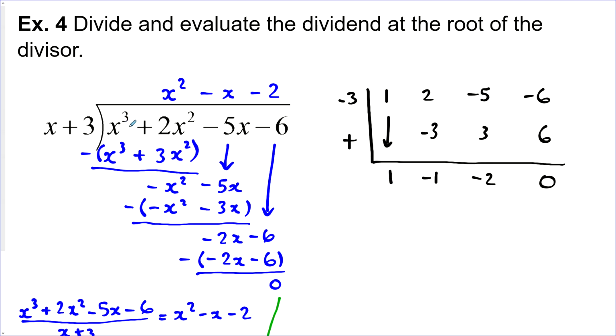So we had x cubed. We're going down a degree to x squared. And we get the same answer, just a lot quicker. Let's try the next one.